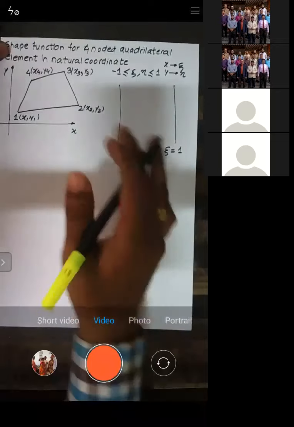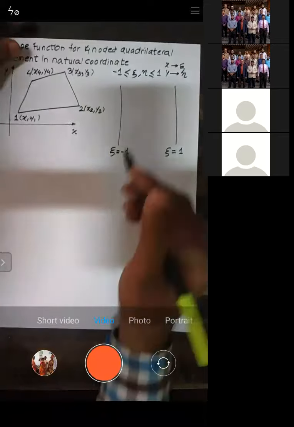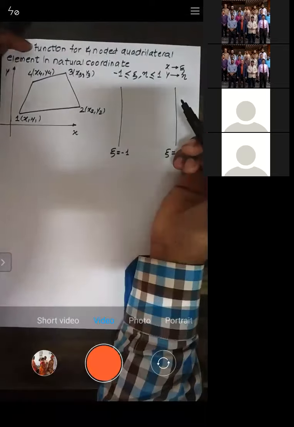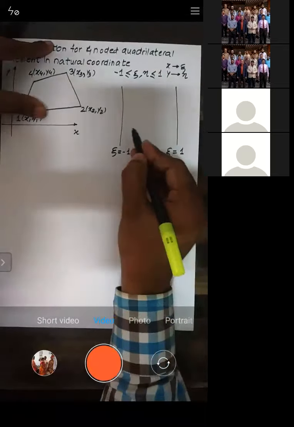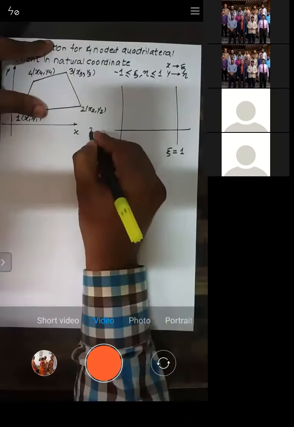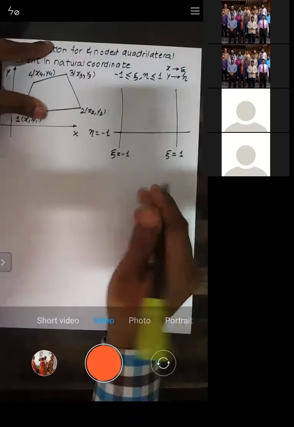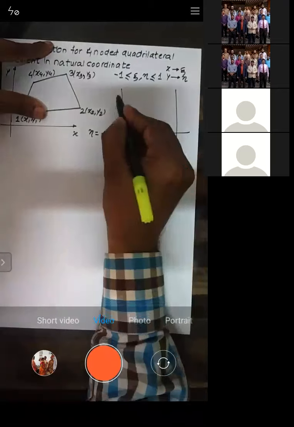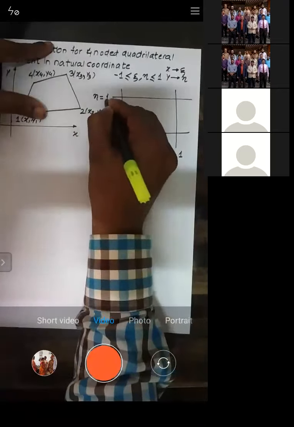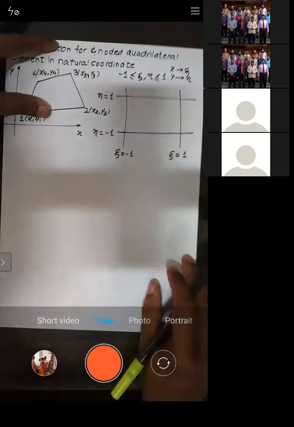Next thing what I will do, I will replace y by neta. Y I need to replace by neta. So I will get one line which is going through neta is equal to -1. And then what is the equation of that particular line? The equation of that line is neta is equal to -1. Similarly, I will get one more line where that line will go through neta is equal to 1. So what is the equation of that particular line? Neta is equal to 1. Is it okay?